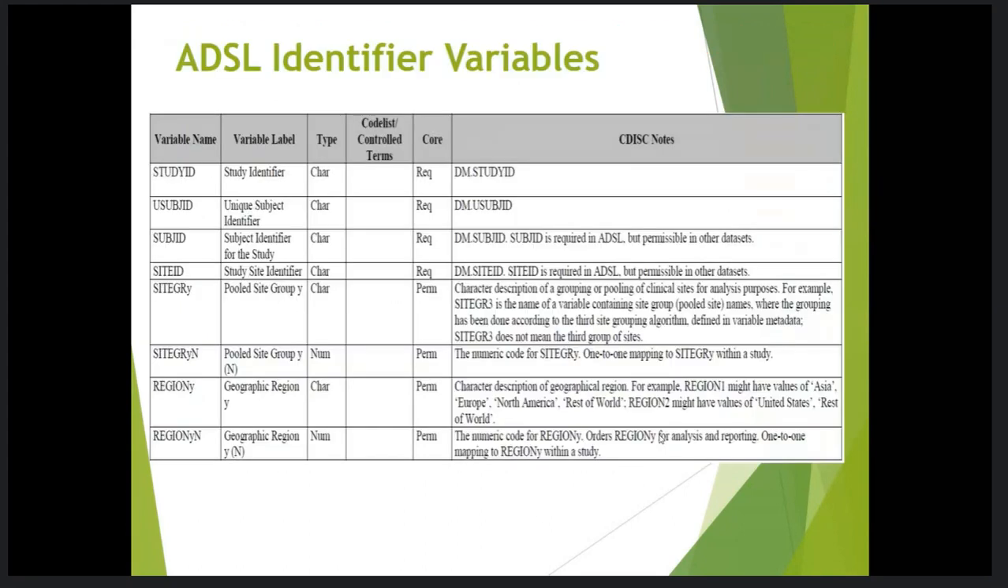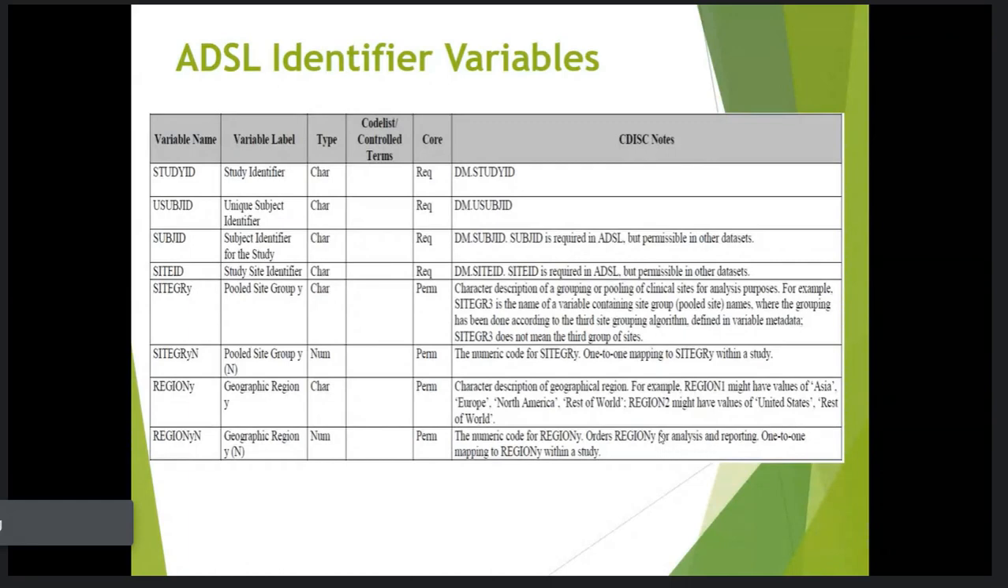Okay. Now in the last class we discussed identifier variables. Can you see what identifier variables we have? We have study ID, unique subject ID, subject ID. We have site ID, site group 1, and then we have region 1. So these are the identifier variables that we have.